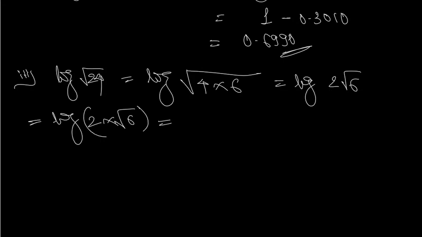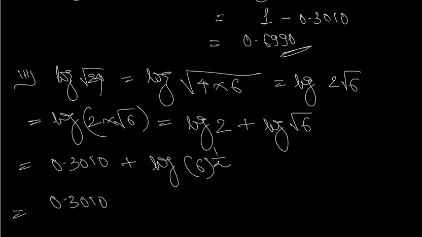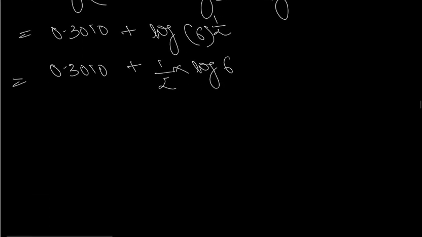And how can I simplify this further? Log of m into n, yeah? So log of 2 plus log of root 6. Yes, product gets converted into addition. Okay, what is log of 2? 0.3010. What is log of root 6? Log of 6 raised to 1 by 2. That is 0.3010 plus 1 by 2 into log of 6. 0.3010 plus half into log of 6.